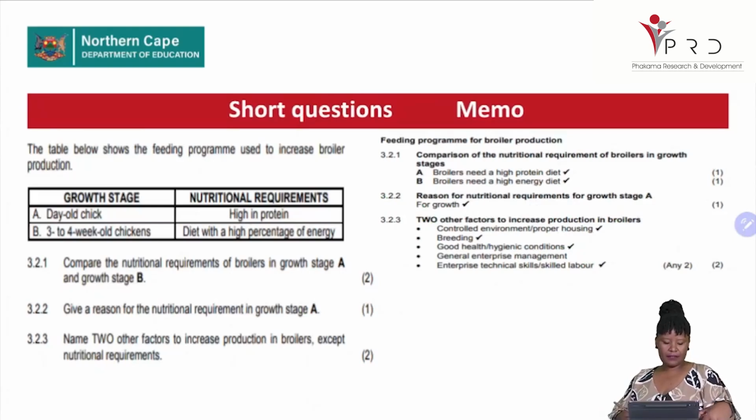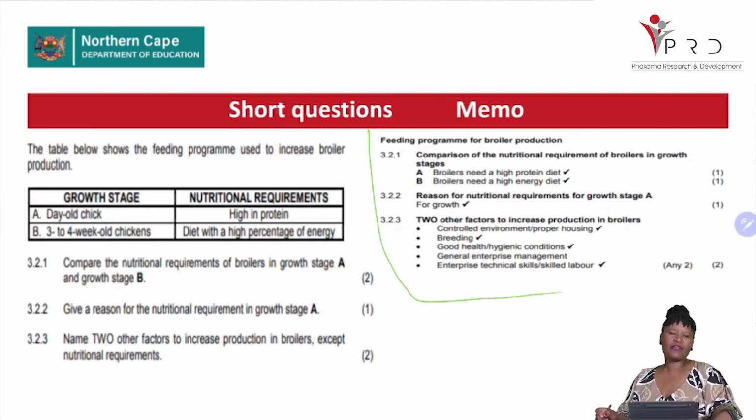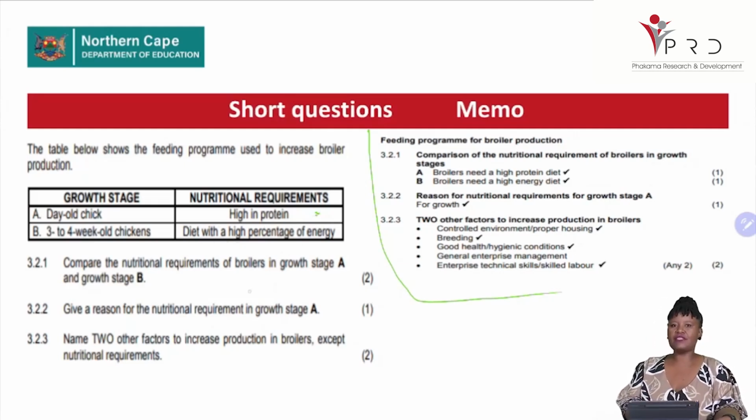Let's look at these questions. The table below shows the feeding program used to increase broiler production. You are given the growth stages: day-old chick and 3 to 4 week old chicks. The day-old chicks need high protein. That is their nutritional requirement. Whereas the 3 to 4 week old chickens, their diet is with a high percentage of energy. They need more carbohydrates.